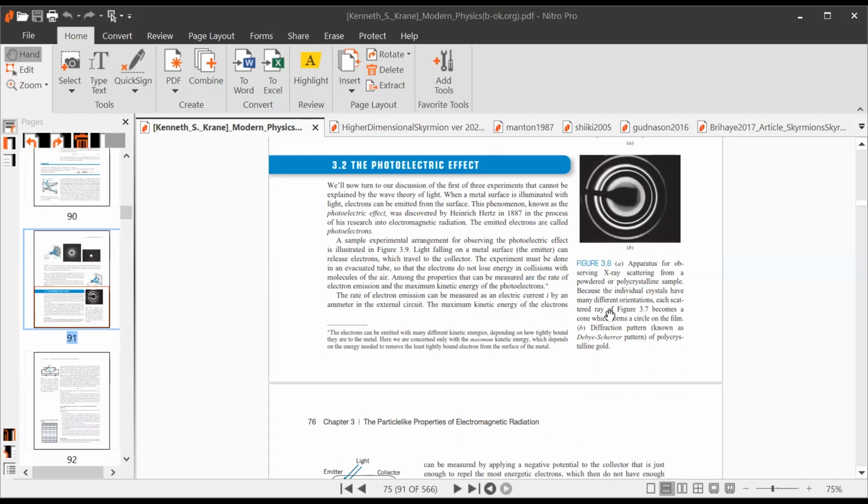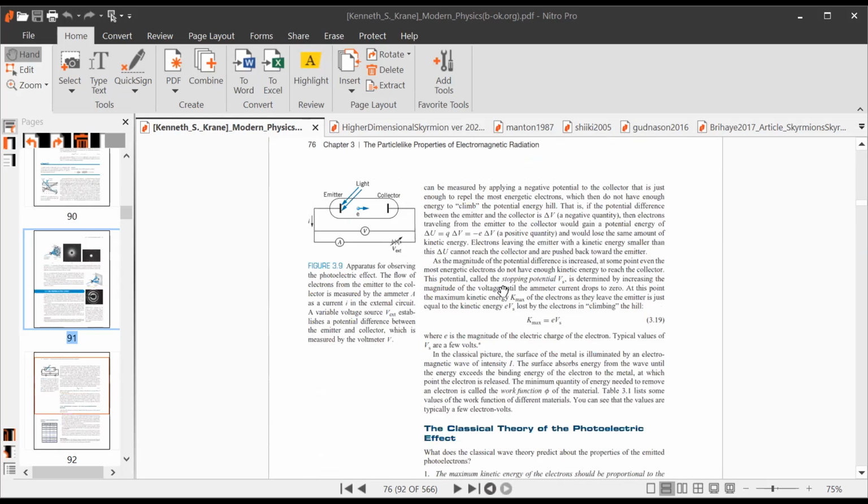So this phenomenon known as the photoelectric effect was discovered by Henry Hertz, and then characterized by Reinhardt. So Reinhardt basically studied further the discovery of Henry Hertz. So basically, this is the picture.